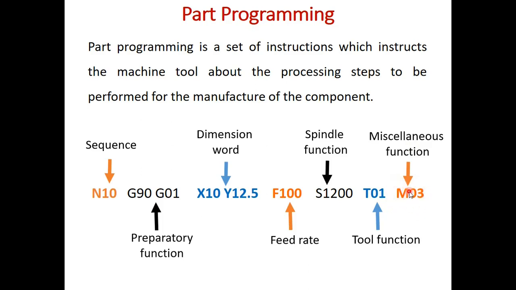So M is for miscellaneous function, G is for preparatory function. In general, whenever a G command is there, some action will be taken. Miscellaneous functions include coolant on, coolant off, end of the program, and all these things.